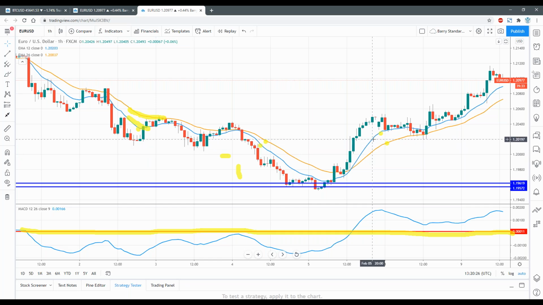And like I said, when the blue, which is the 12 period, is above the 26, it's going to be above the 0 line. When it's the opposite, it's going to be below the 0 line. And that's just the first step in MACD.